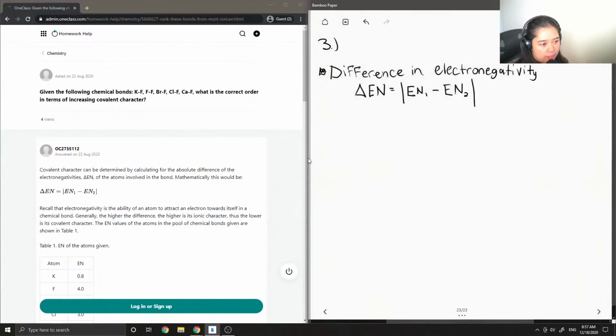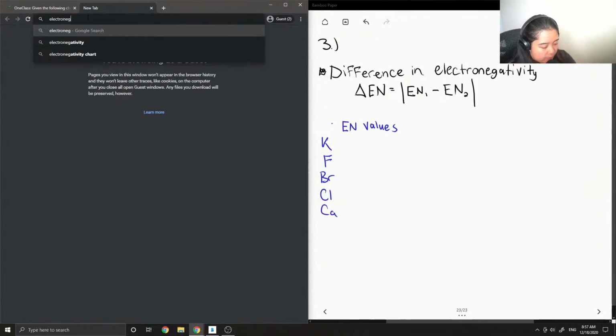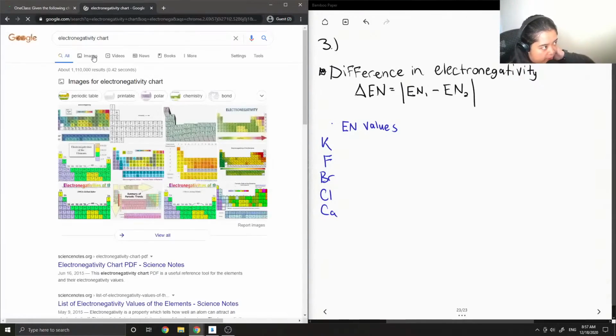Okay, so first let's just find the electronegativity values of all of the different atoms that we're looking for. So we're looking for potassium, fluorine, bromine, chlorine, and calcium. So I'll just search here. Electronegativity chart.